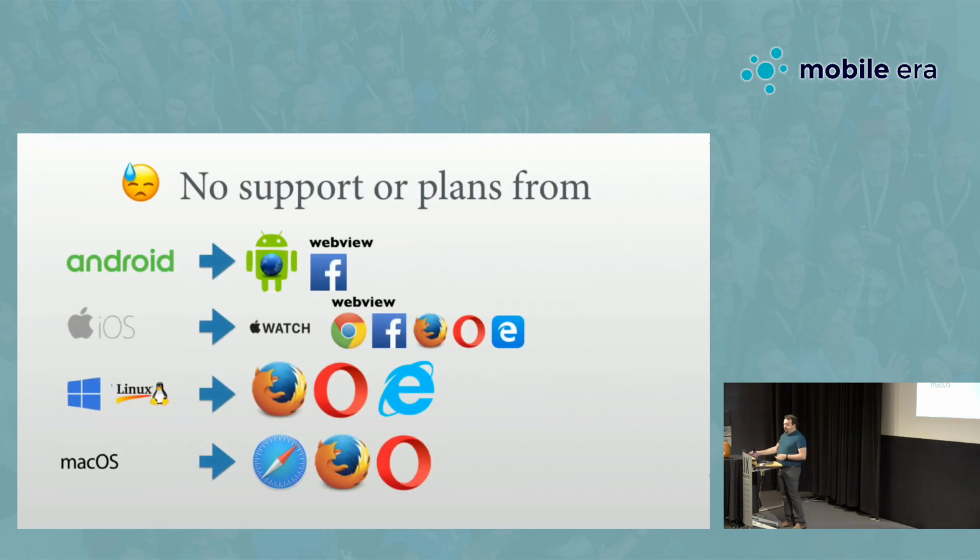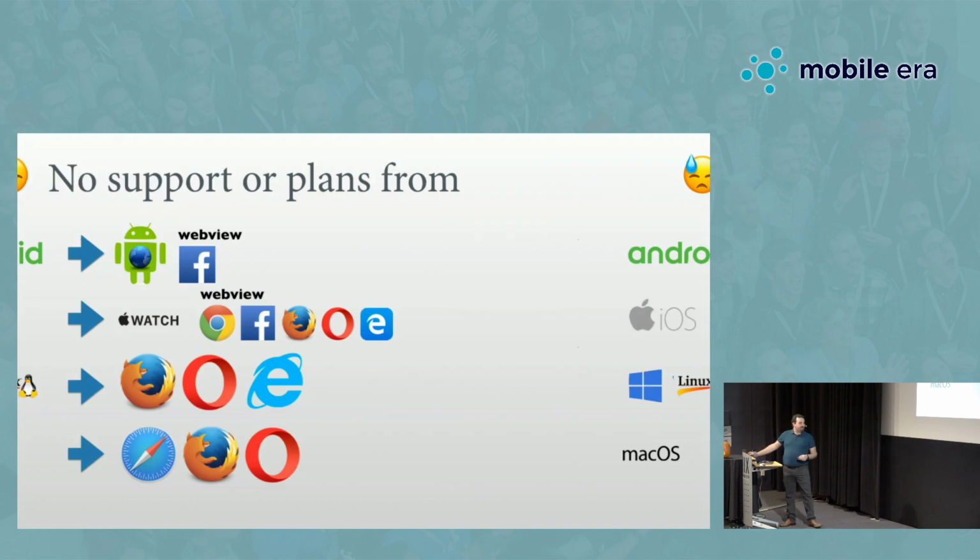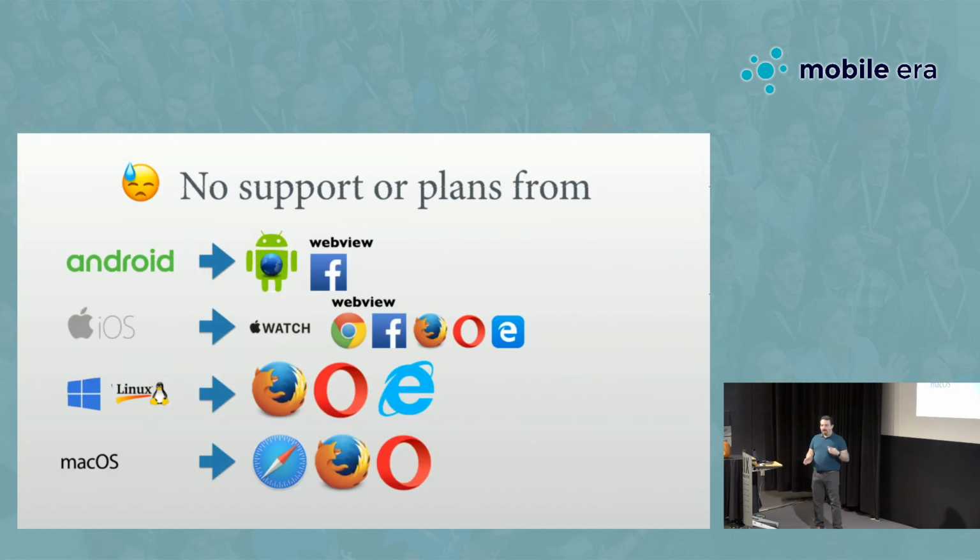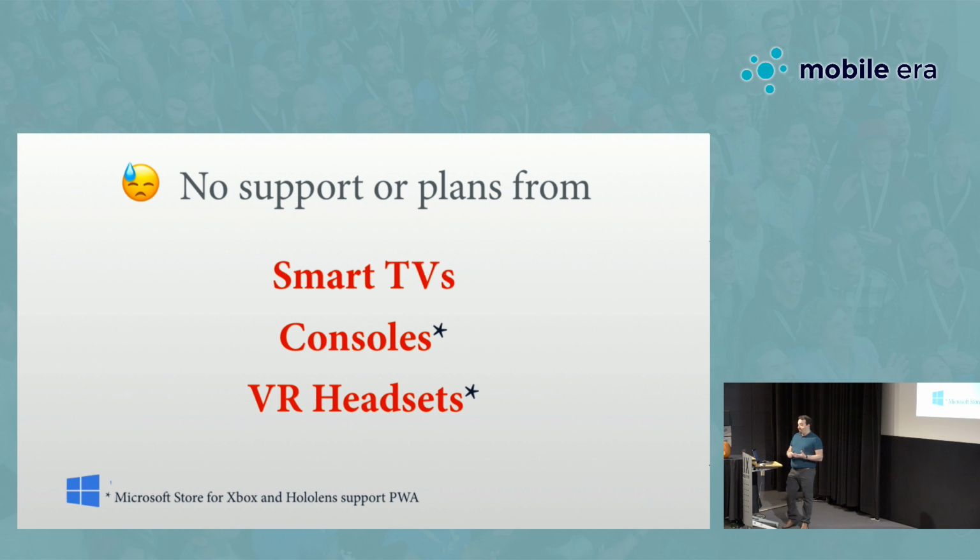So there is no support, of course, on some old browsers, and no plans, or public plans at least, from some platforms. Of course, we have all the problems on web view-based browsers. On iOS, we have a lot of web view-based browsers, such as Chrome on iOS or Facebook. There is no word on Firefox or Opera on desktop, as well as Safari on the Mac. So it's not clear if we will have support for installation or not in the future. Also, there is no public support for smart TVs, consoles, or VR headsets. I think it's a good target for PWAs, regarding some exceptions on Microsoft-based, Windows 10-based devices.